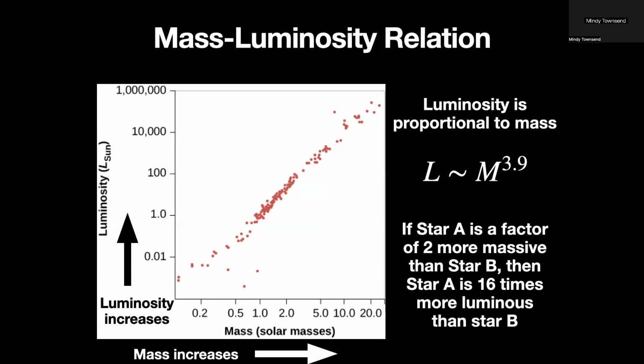Not all stars are in a binary system though, but that is okay because we can also relate luminosity to the star's mass. Basically, the more luminous the star is, the more massive it is. And luminosity in particular is proportional to the mass of the star to the 3.9, so almost mass to the fourth.